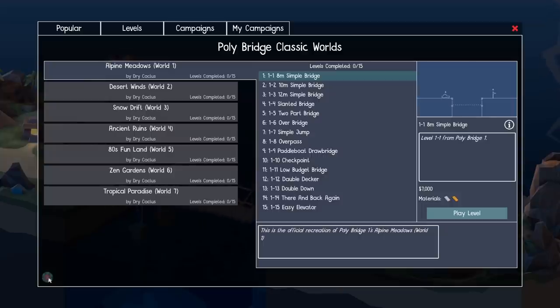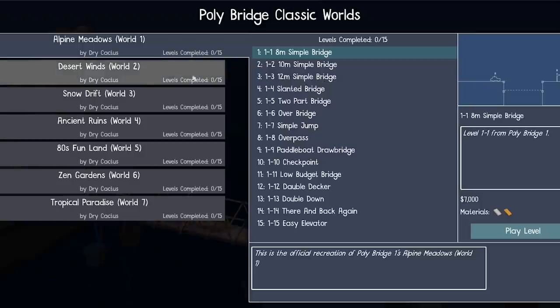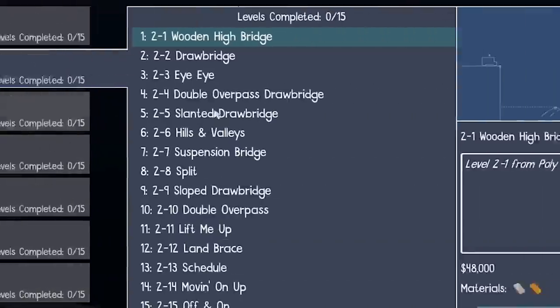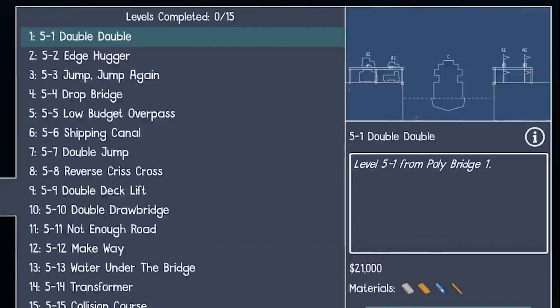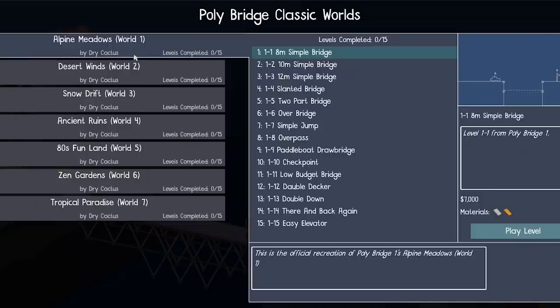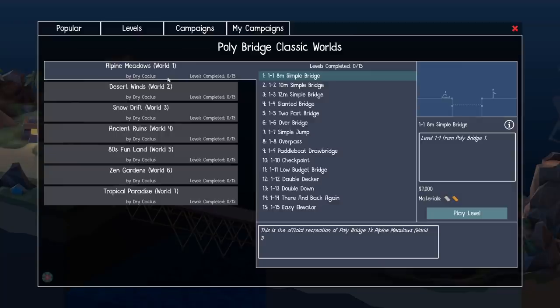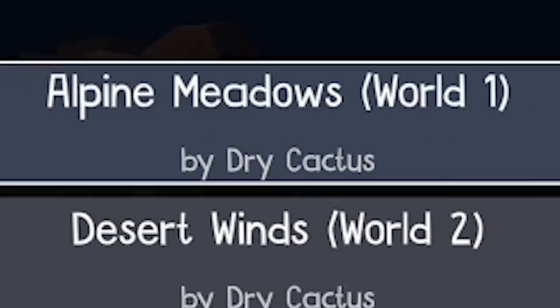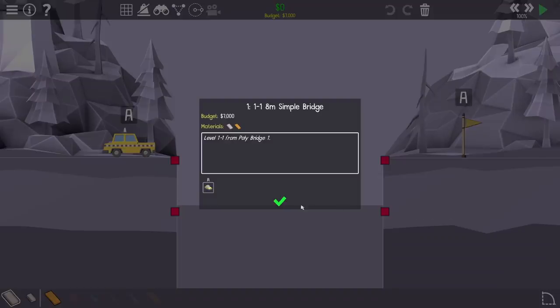This is a secret like no other. This is Polybridge 1, but within Polybridge 2. It's got worlds 1 to 7, and then all the levels from Polybridge 1, but with Polybridge 2 physics. So we are playing Polybridge 1 inside of Polybridge 2. This is Polyception of the highest order, but we're going to start Alpine Meadows, which is World 1. We're going to go straight from the start.